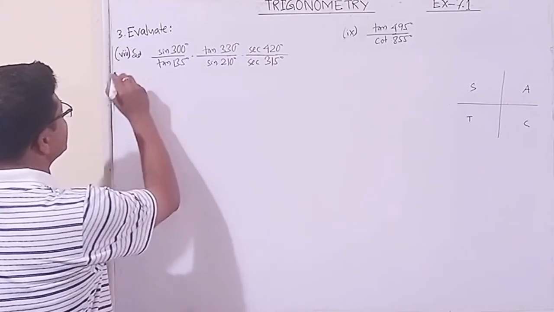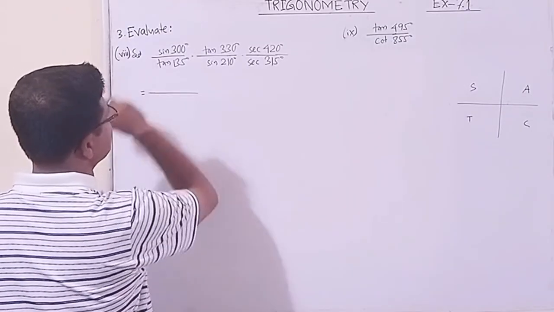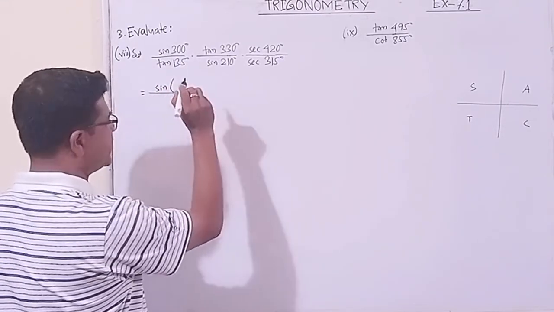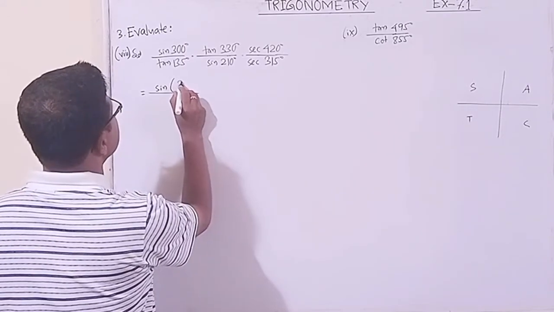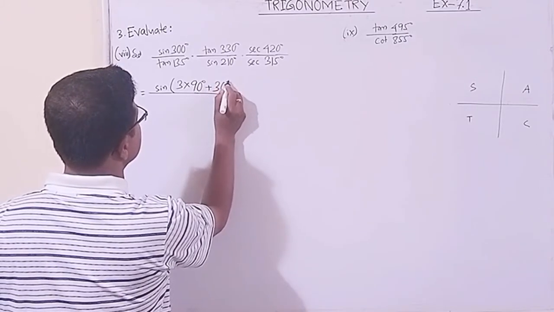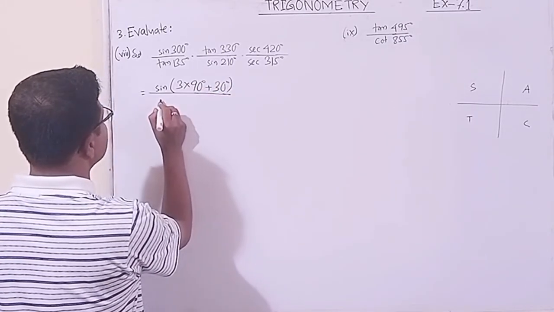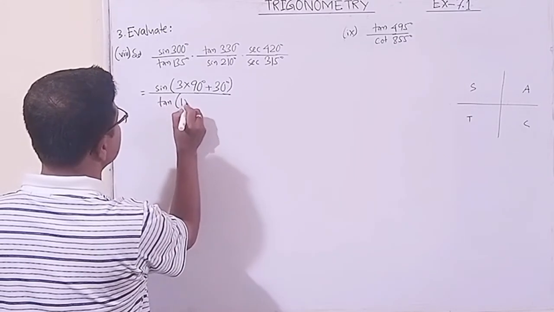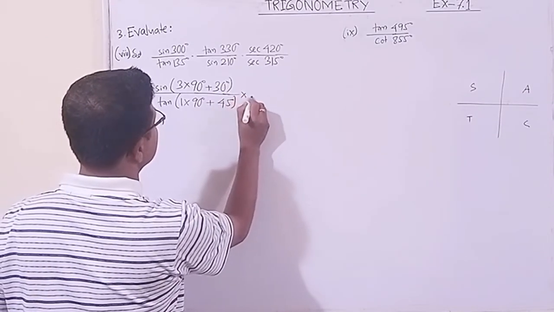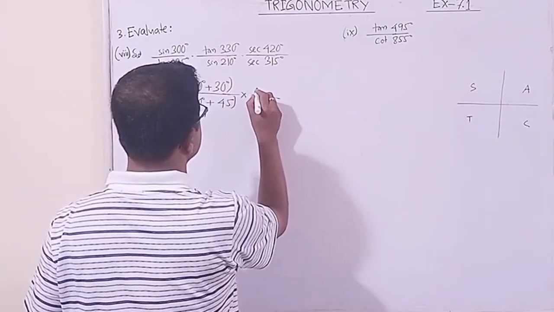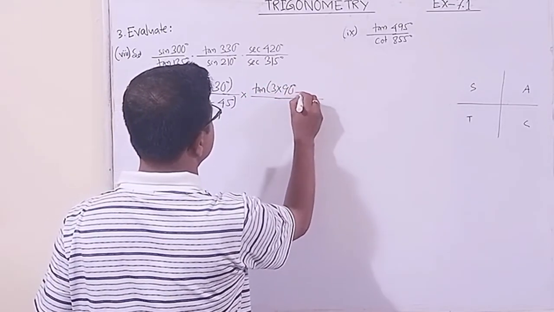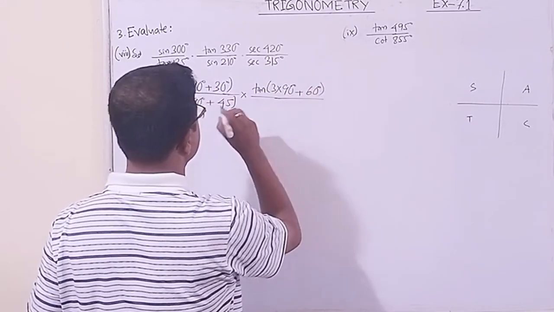Alright, beloved students, here we have taken number 8. Now let us convert each. This is sine 300 degree. How can we write it in terms of a multiple of 90 degree? 3 into 90, 270, 270 plus 30. Got it? Then tan 135, so this is tan of 1 into 90 plus 45 degree. Then tan 330: tan of 3 into 90 is 270, plus 60 degree will be 330, right?